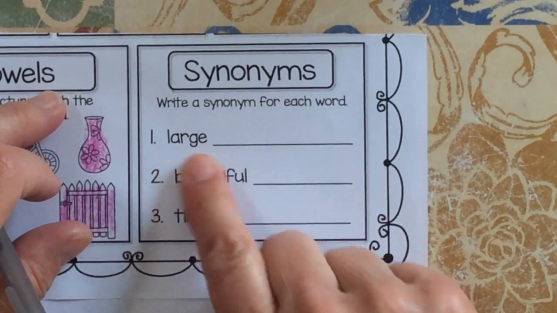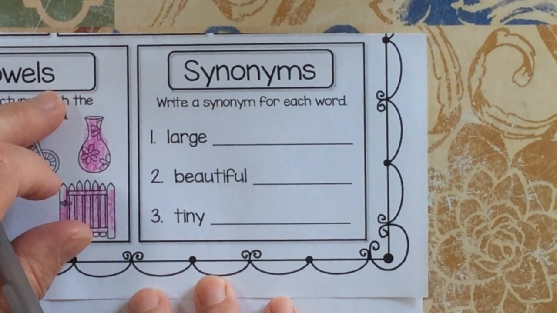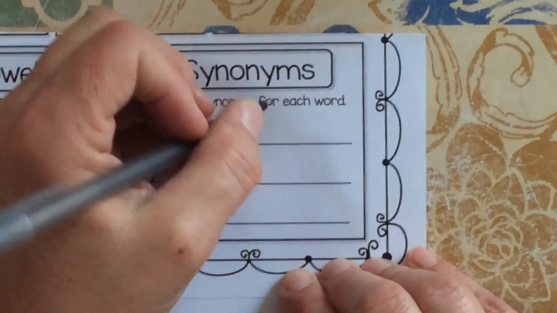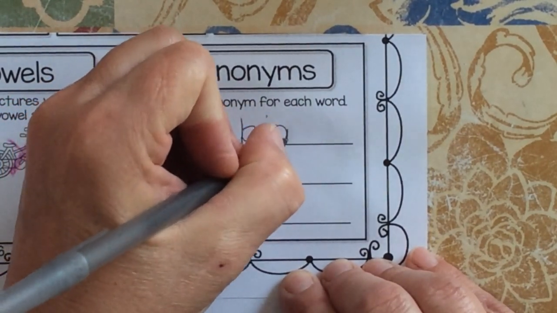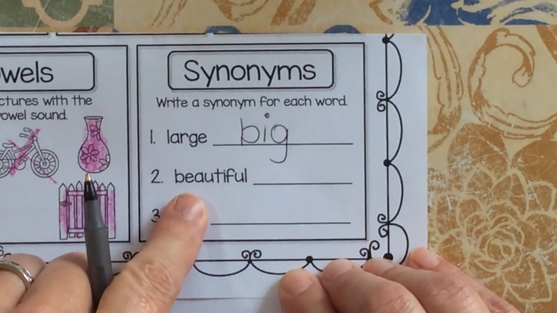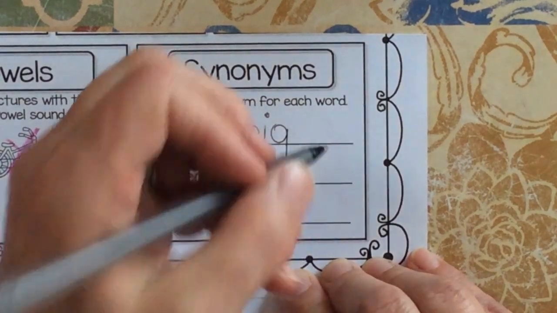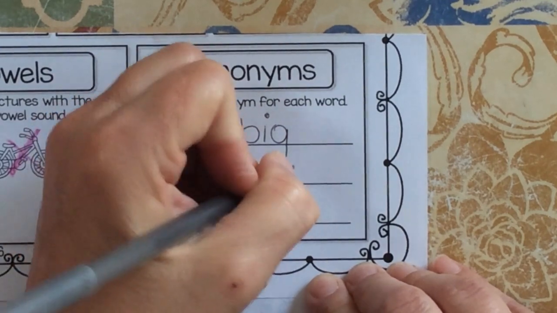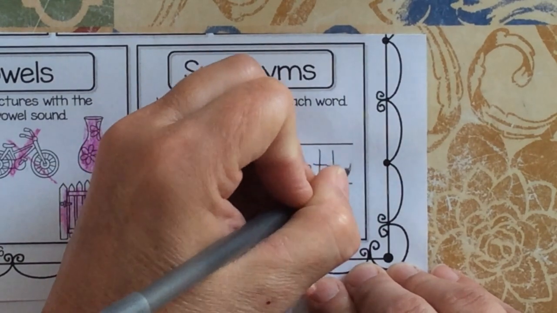I have a large dog. Another word for large: I could say I have a big dog. So big is a synonym for large. You could do humongous. Beautiful: the flower is beautiful. A synonym for beautiful, you could say the flower is pretty. Pretty and beautiful.